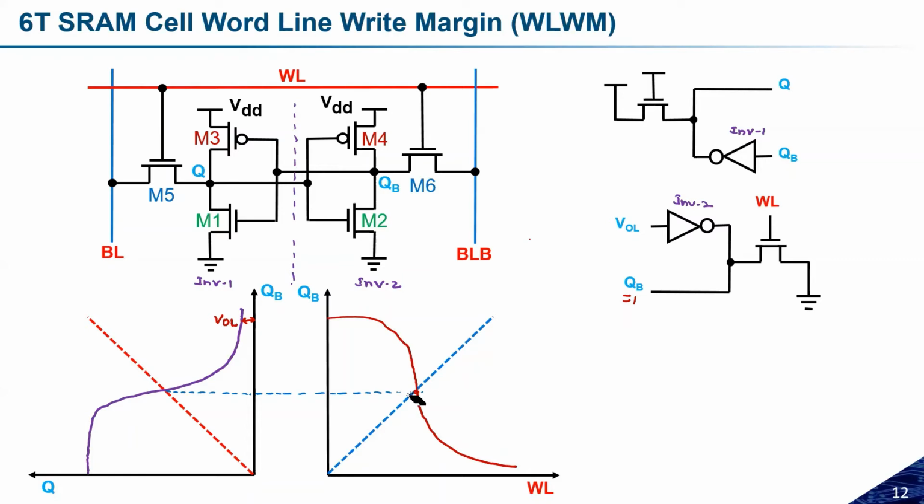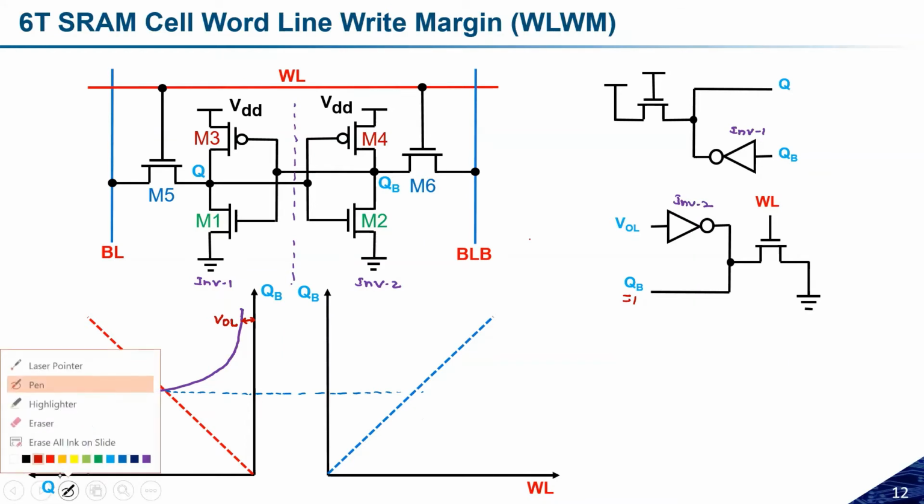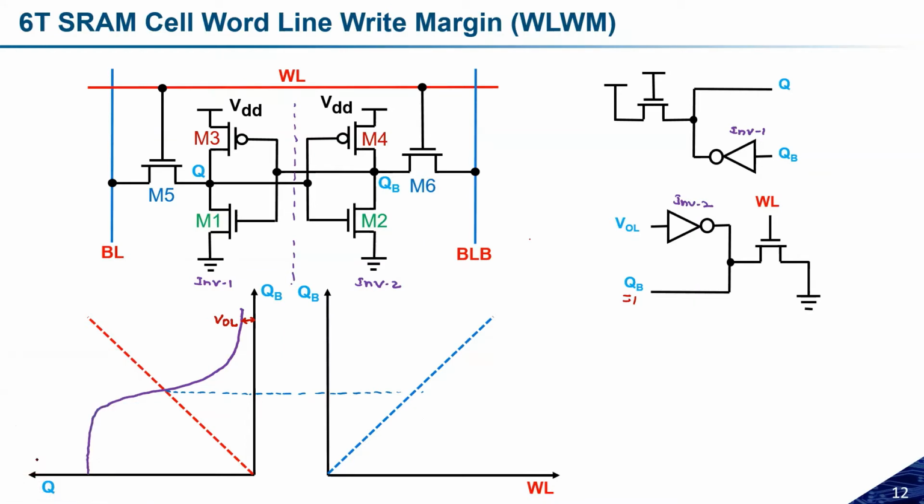To understand better, let us consider QB and different WL, and what the characteristics will be like. Initially, if WL is equal to 0, meaning the WL of M6 is equal to 0, QB is at logic 1 and BLB is at logic 0. This is the initial condition.